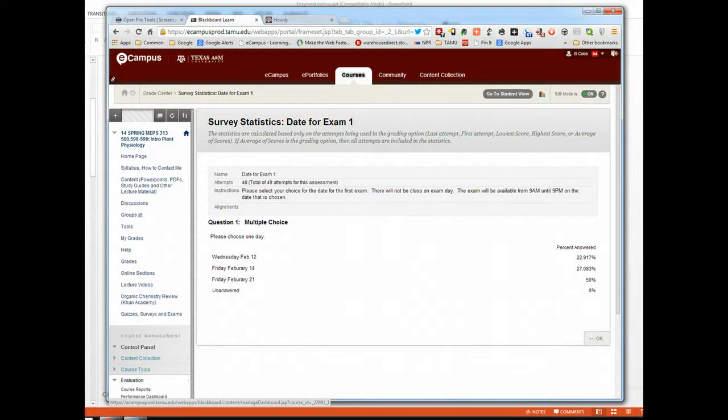Survey says that's a really interesting breakdown. 50% want the exam on Friday, February the 21st, and then the other two are pretty close at 22 and 27%. So Friday the 21st, which is good because I don't think I'll be here that day, so that'll be a good day for you to have the exam. And I'll send that out later.